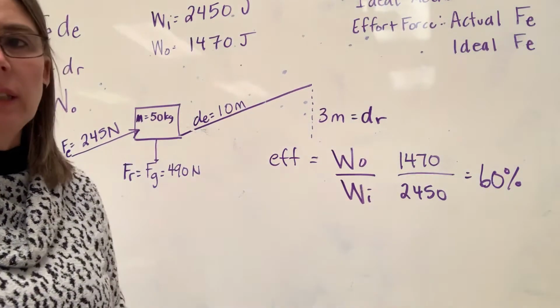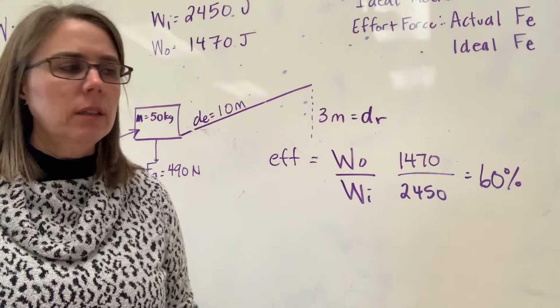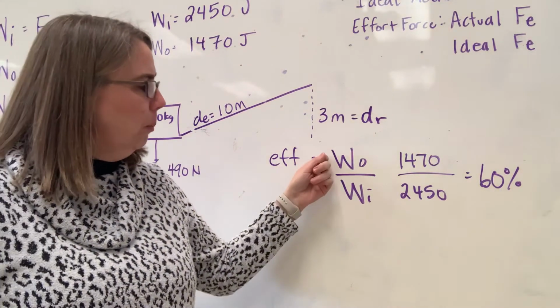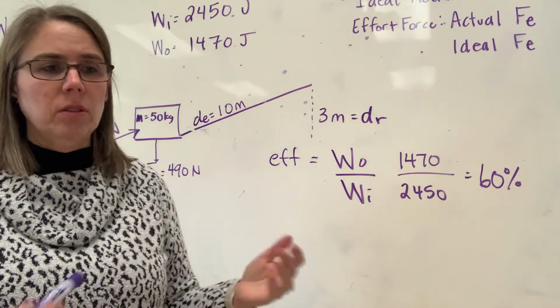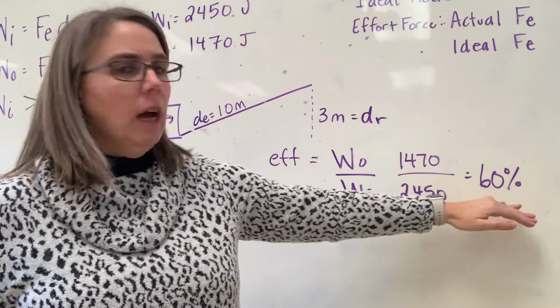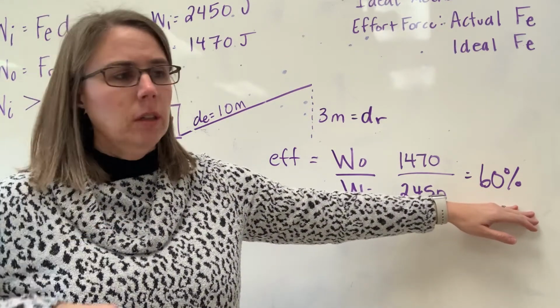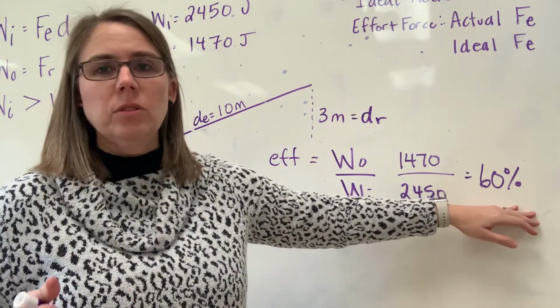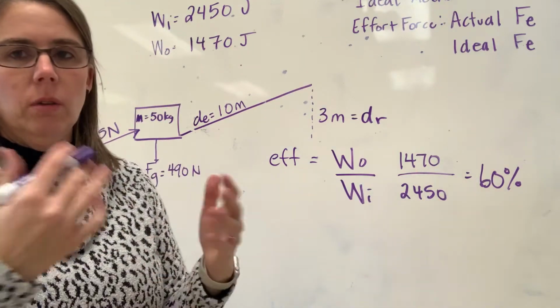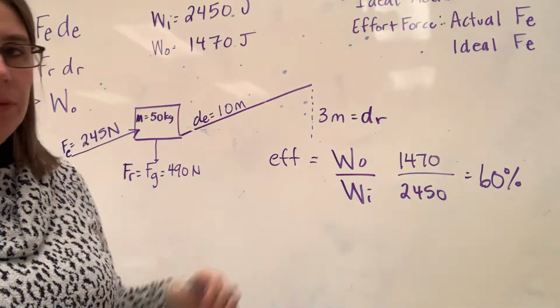So efficiency, it's just a measure of how perfect the machine is. It's calculated output divided by input, and then you express it as a percentage. This machine is not very efficient. It's only 60% efficient, which means it's lost like 40% of its work because of friction or heat loss or something like that. That's efficiency, okay?